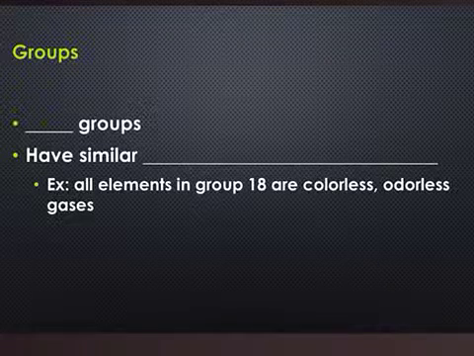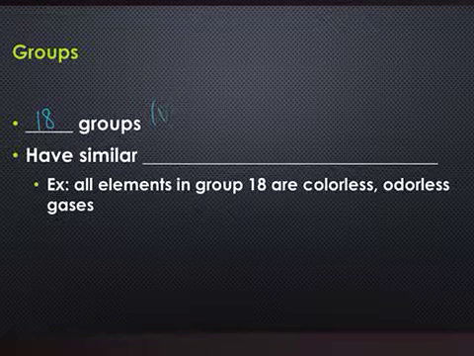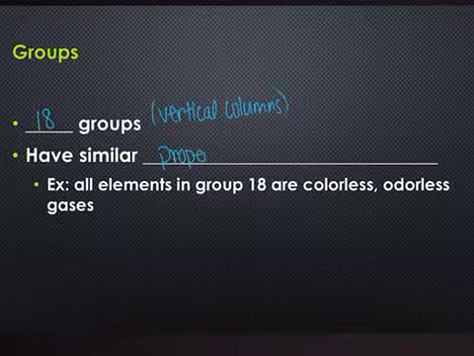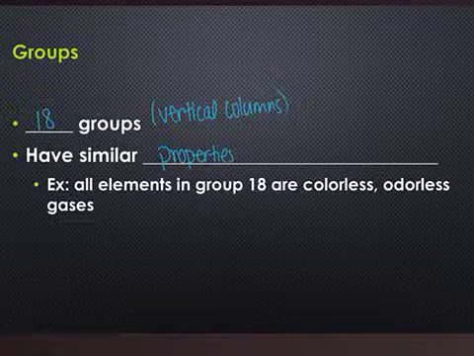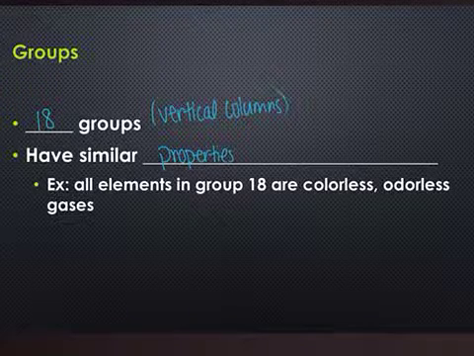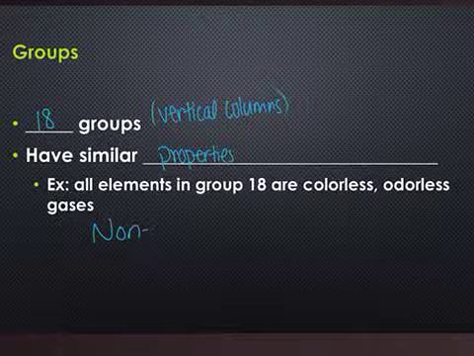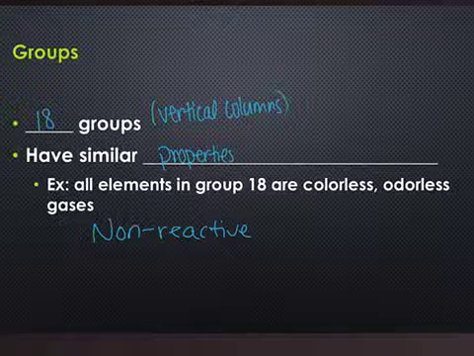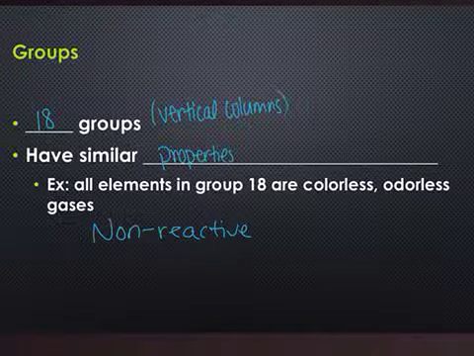So when we look at groups, there are 18 different groups. Remember, these are the vertical columns. And they have similar properties. So for example, all elements in that last group, or group 18, are colorless, odorless, and they are all gases. And they're also fairly non-reactive, meaning they're not involved in chemical reactions. So that was a quick little history up to the modern day periodic table for you, and we'll continue with this tomorrow.